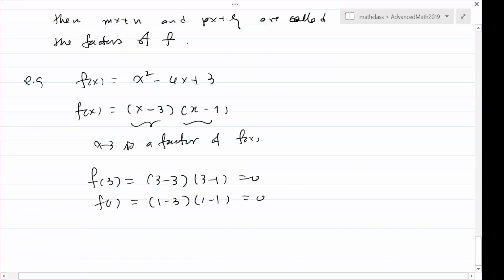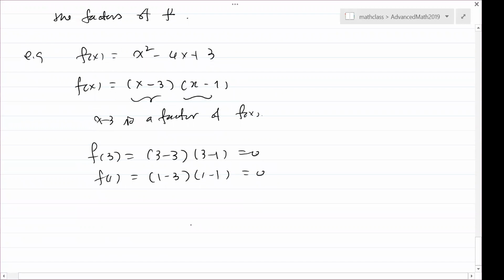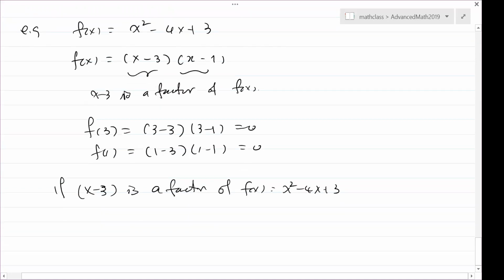Now, how do you get x minus 1? You can also use a long division to get it. If you know one of the factors, you can get the other one. There are a couple ways to get that one. If x minus 3 is a factor of f of x, can we get the other one? We can get it using the following long division.